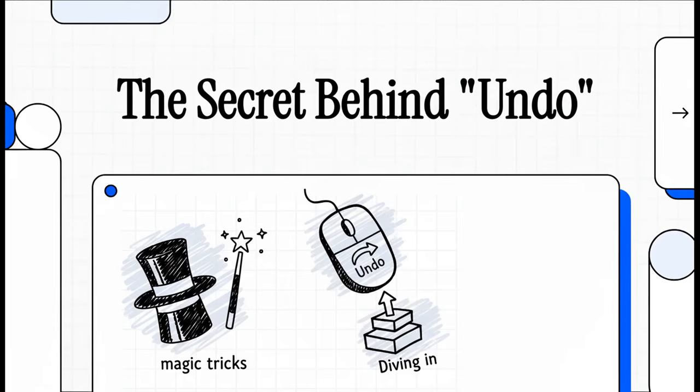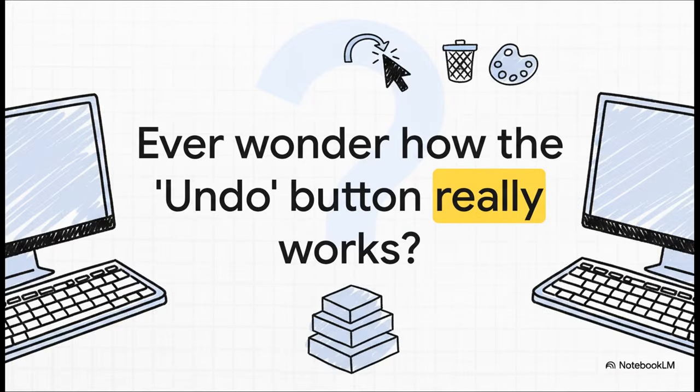All right, let's pull back the curtain on one of the most common, but maybe most underappreciated magic tricks in our digital lives. That little button that saves us all, the undo button. We're going to dive into how it really works. I mean, really think about it for a second. You type something, you delete a word, you change a color, and your computer just remembers. It remembers every single step in perfect reverse order. How does it do that?